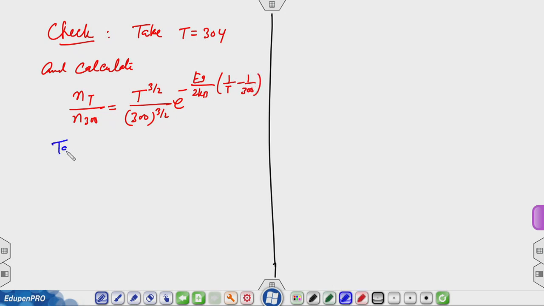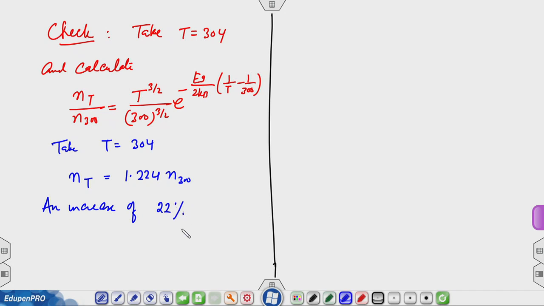Take T equals 304. This gives you n(T) equals 1.224 n(300). So, this is an increase of 22%. So, we are not off, our estimate is all right.